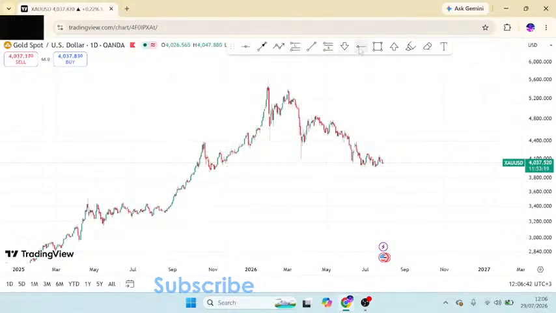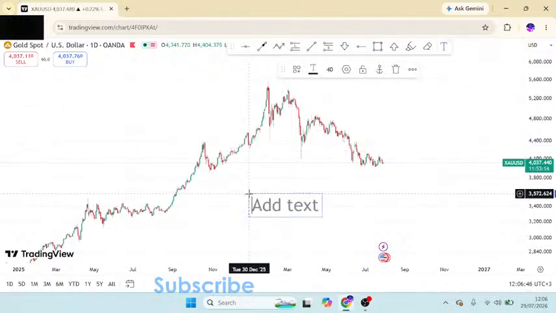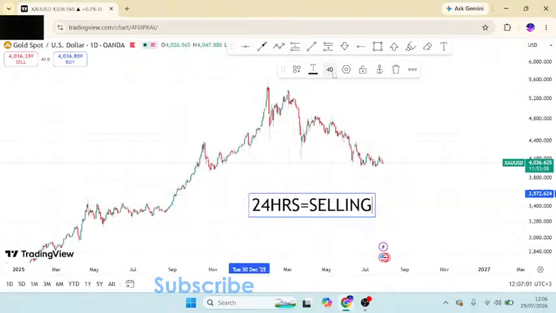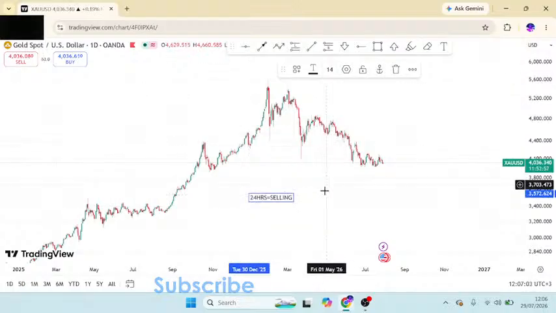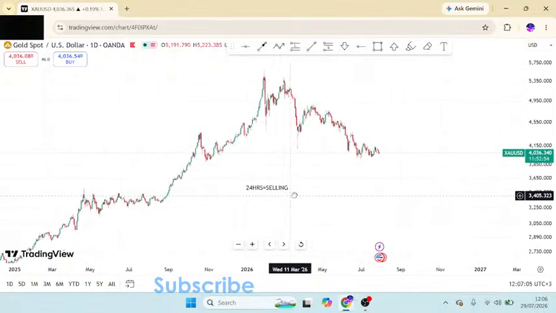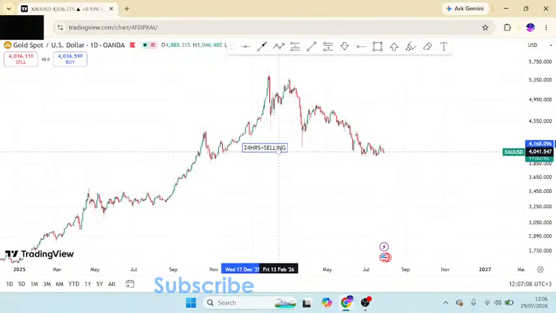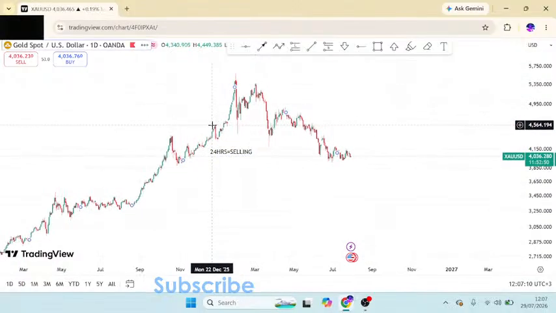So let's simply write it down that the higher time frame, which is daily, 24 hours, is selling. Let's reduce the size of this. If you have a notebook, it will be easier for you to write this down. So you go to the trend. We are seeing 24 hours, we are selling. That is one day, guys. We are seeing that we are selling.